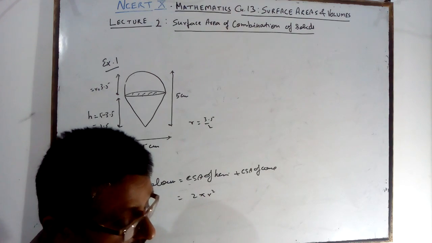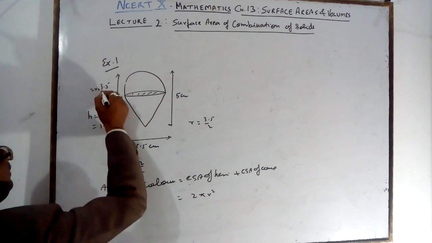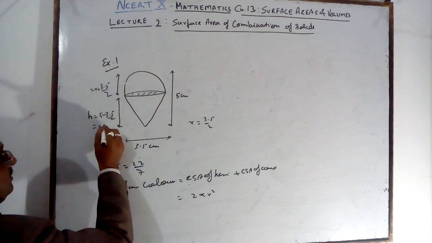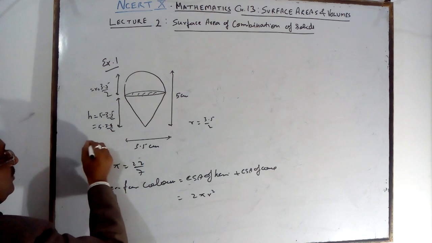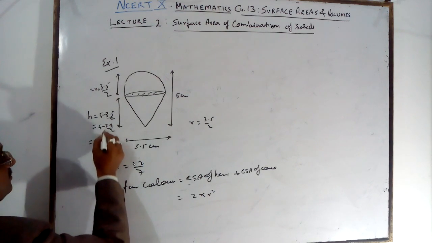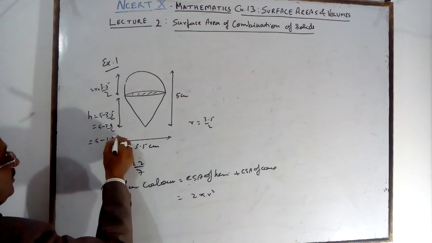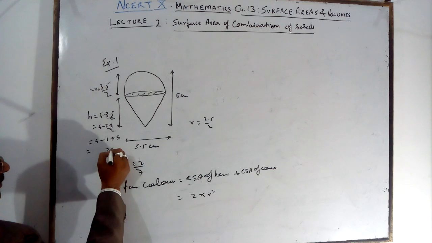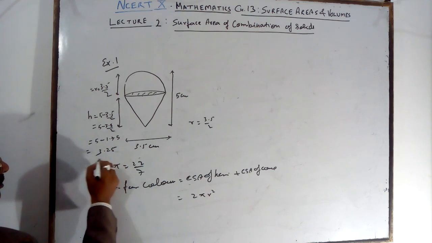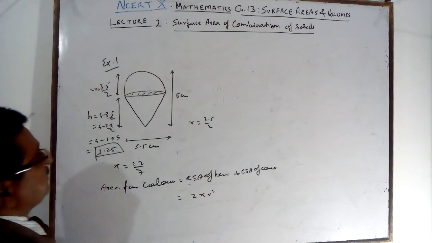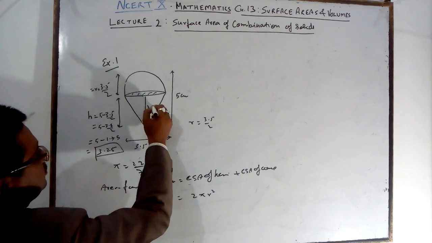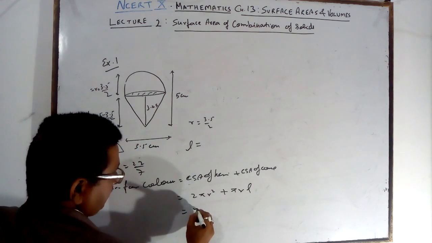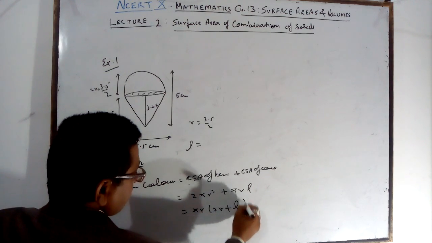3.5 diameter is given. 3.5/2 is the radius. So you subtract it: 5 minus 3.5/2. You get 5 minus 1.75, which is 3.25. 3.25 is the height of this cone part. And L is very important. Pi r L. What is 2 pi r square plus pi r L? Pi r common: pi r times (2r plus L). You will put the value here.